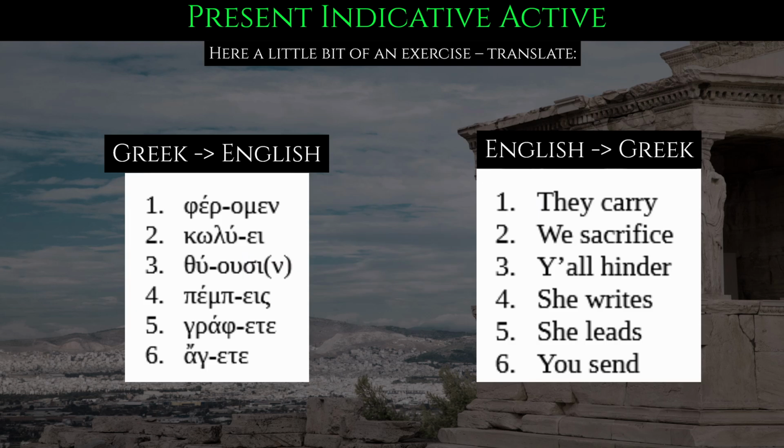So, here's a little bit of an exercise if you want. Translate the following 6 verbs into English. Feromen, kolue, thuousin, pempeis, graphete, and agete. And of course, vice versa as well. They carry, we sacrifice, y'all hinder, she writes, she leads, you send. Again, this is the singular version here.